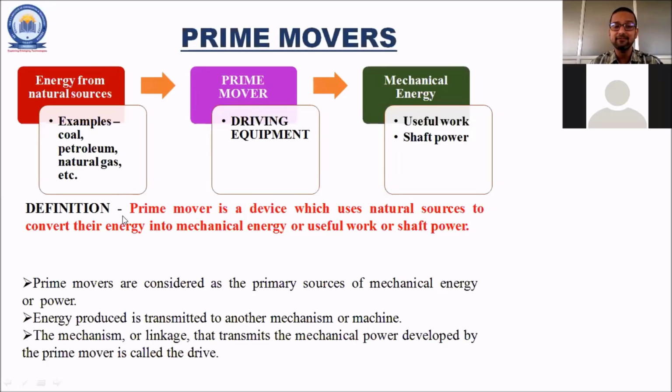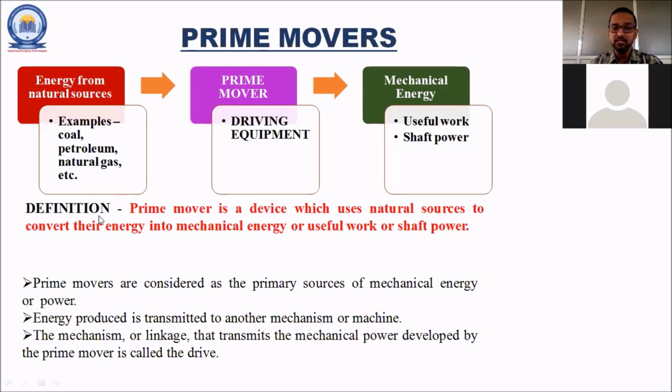Now we are going to give the definition of the prime mover. So a prime mover is a device which uses the natural sources to convert their energy into mechanical energy or useful work or shaft power. So friends, in the prime movers, the output of the prime mover is fixed. At the output, we will be getting either the mechanical energy or the useful work or the shaft power. But we can change the input of the prime mover. We can provide coal to the prime mover, we can provide petroleum, or we can provide natural gas or some other natural sources.